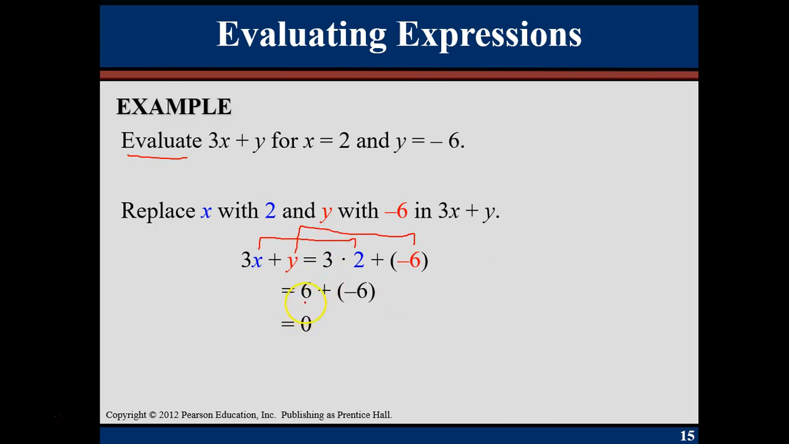3 times 2 is 6. We need to still follow PEMDAS and do that multiplication first, since there's no parentheses and no exponents. And now I'll add 6 plus -6. Well, I know those are opposites, same absolute value with different signs, and those always add to 0. And so the answer to this question is 0.